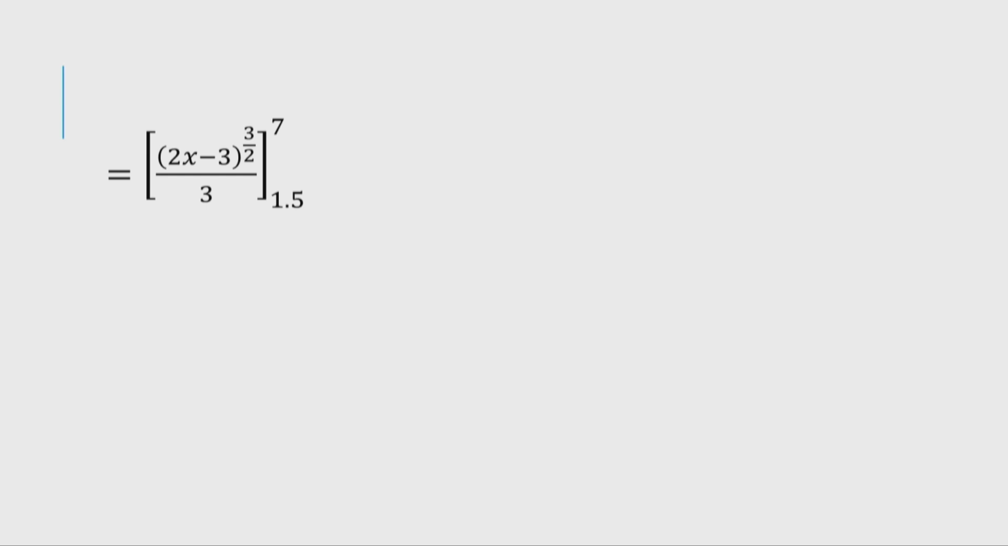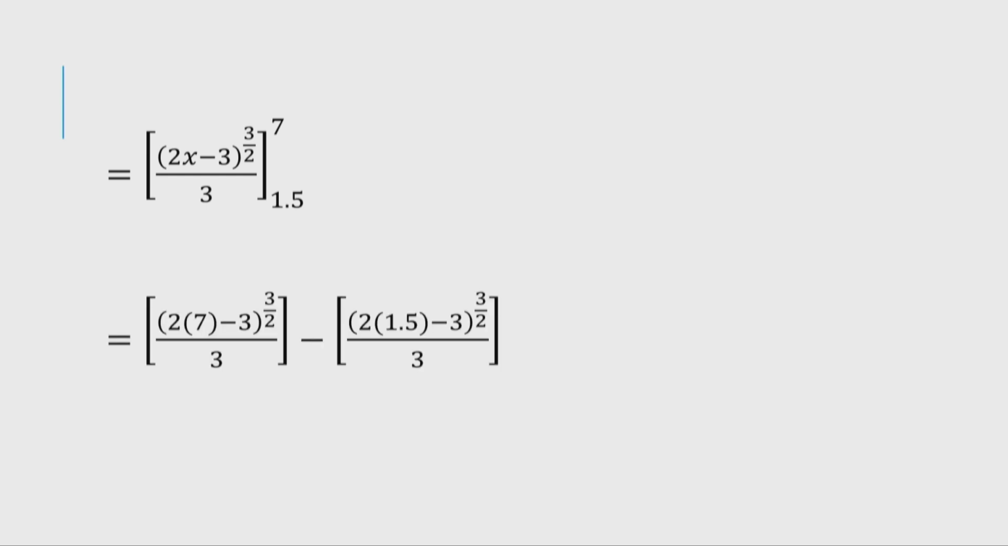Now, let's substitute our limits, starting with the upper limit first. 2 into 7 minus 3 to the power of 3 over 2 divided by 3 minus 2 into 1.5 minus 3 to the power of 3 over 2 over 3. Evaluating this correct to three significant figures, we get 12.2.